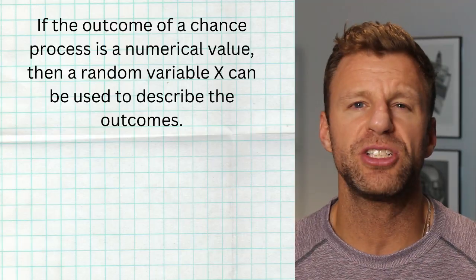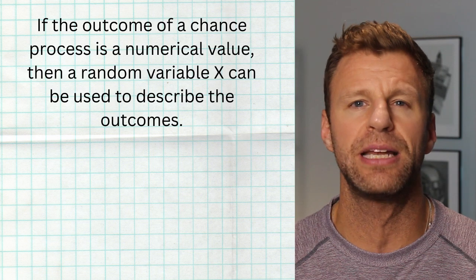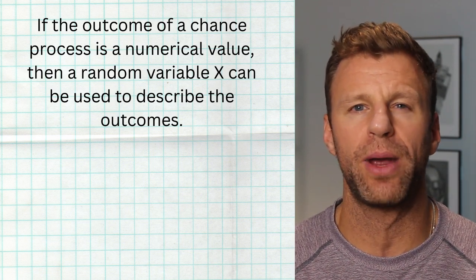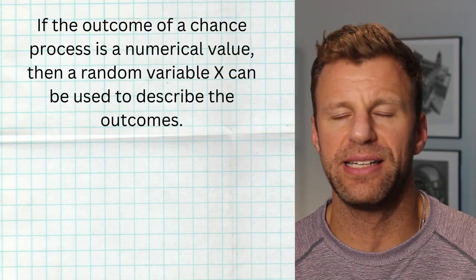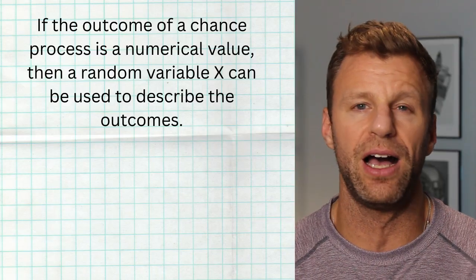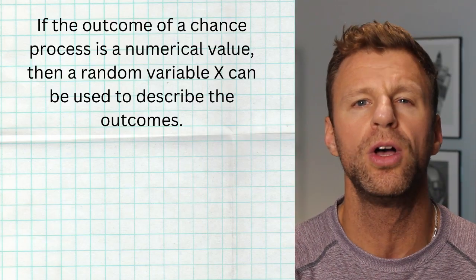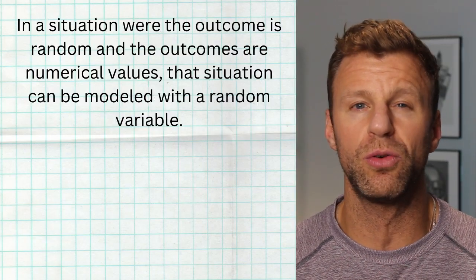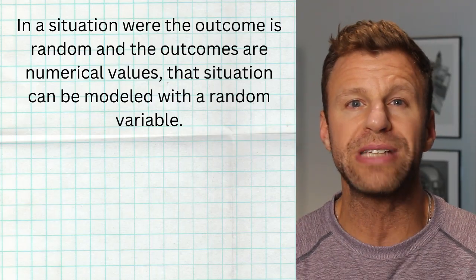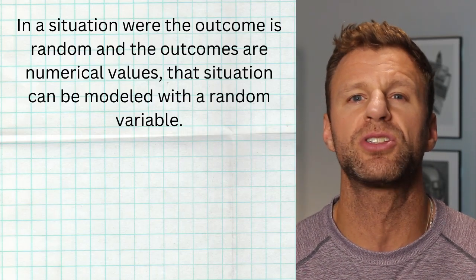If the outcome of a chance process is a numerical value, then that outcome X can be described with a random variable. We typically use capital letters to represent random variables like X, Y, Z, W, T, whatever you want to use. But keep in mind that the most important idea of the definition of a random variable is that the outcomes must be numerical. So if you have a situation where you don't know exactly what's going to happen, the outcomes are what we say random, but if those outcomes are numerical values, then those numerical outcomes can be described with what we call a random variable.